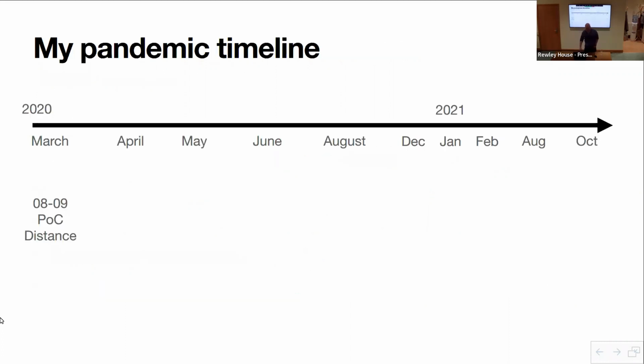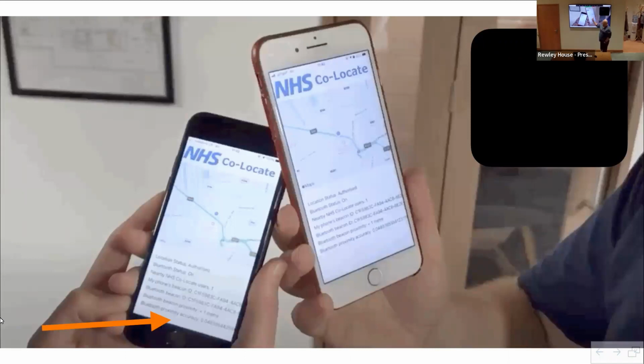So my pandemic timeline, I'm not sure how well this build is going to work. So I get a phone call March 8th, developed a POC over 2 days, and then showed it. So this has not been seen outside of the NHS before. NHS Co-locate was its original name. This is why nobody lets me name anything anymore. I'm very bad at naming things, but I got a phone call on March 8th saying we need you to figure out a way of determining an approximate distance between 2 people who don't know each other using any device they've got on them. Can you do it?